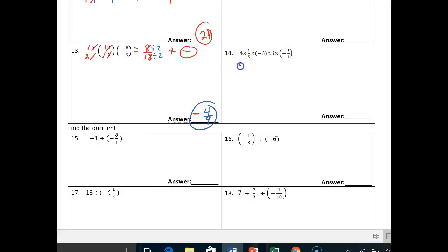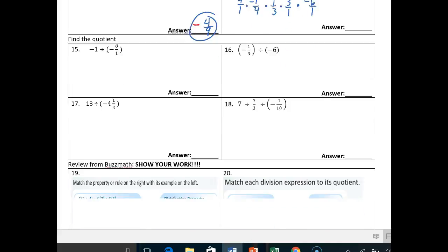I'll set up 14 for you. 4 over 1 times 1 over 3 times negative 6 over 1 times 3 over 1 times negative 1/4. It might be helpful to rearrange this, so let's do 4 over 1 times negative 1 over 4 times 1 over 3 times 3 over 1 times negative 6 over 1. I just used the commutative property right there. And so, with 1, 2 negatives, my answer will be positive.